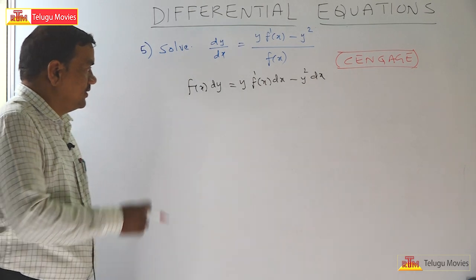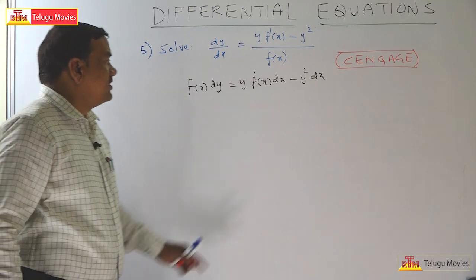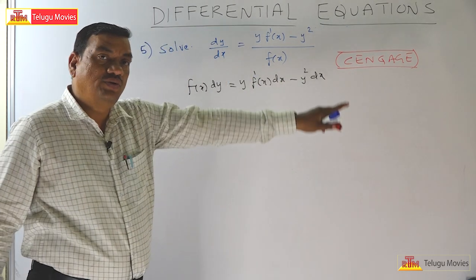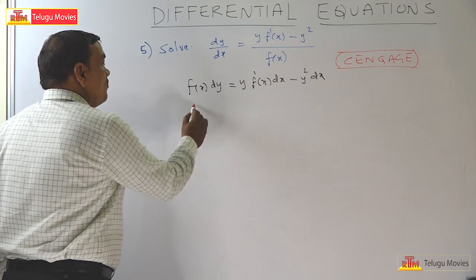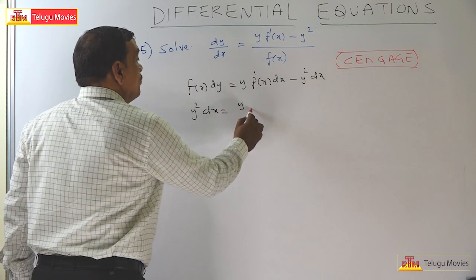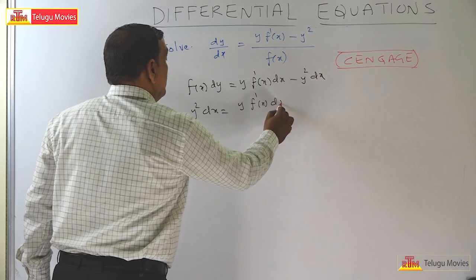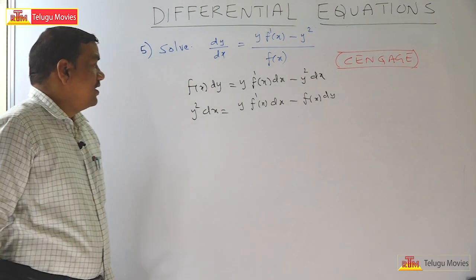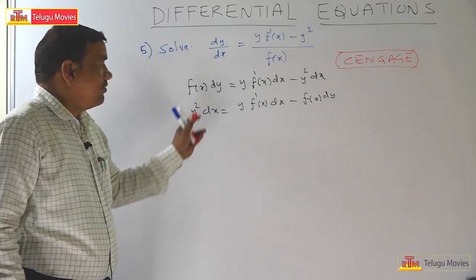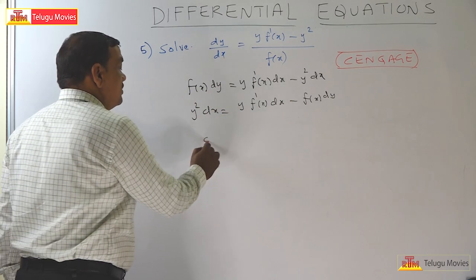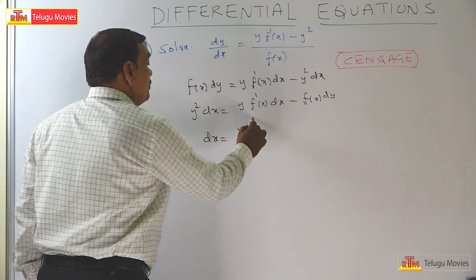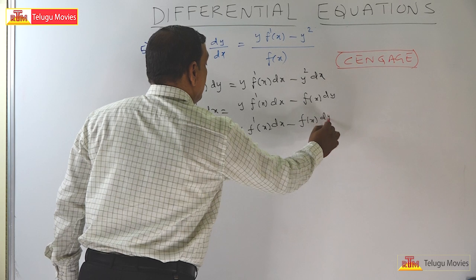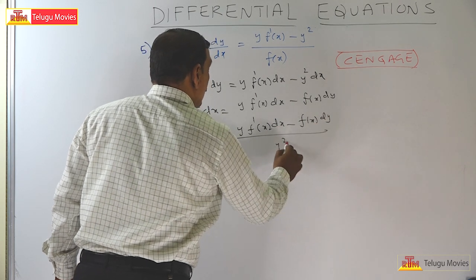Now what I am going to do is take minus y square dx to the left hand side, and f of x dy to the right hand side. So y square dx is equal to y f dash of x into dx minus f of x into dy. Put dx here only, take y square to the right hand side. So dx is equal to y into f dash of x into dx minus f of x dy, whole divided by y square.